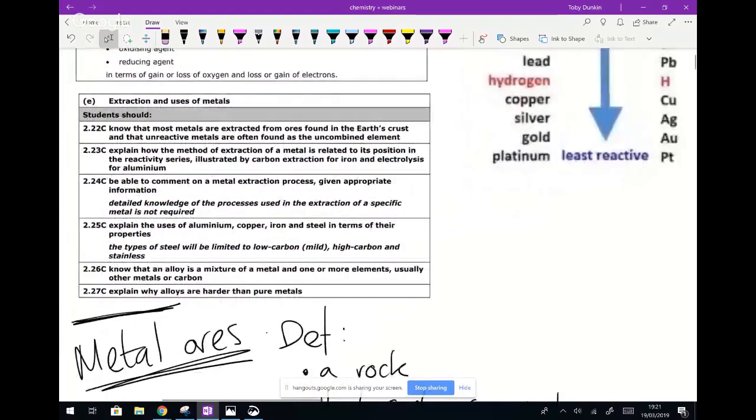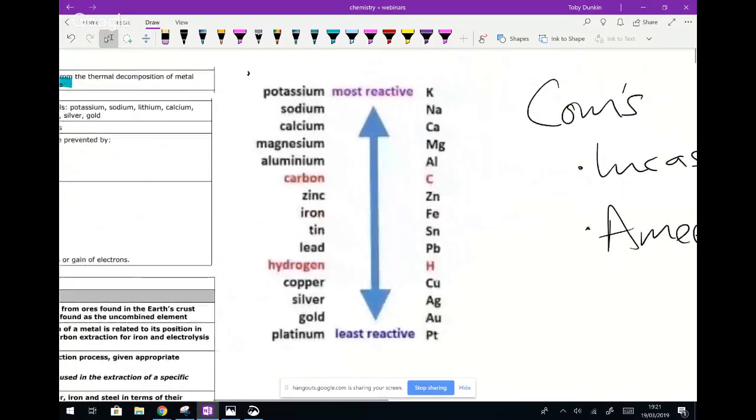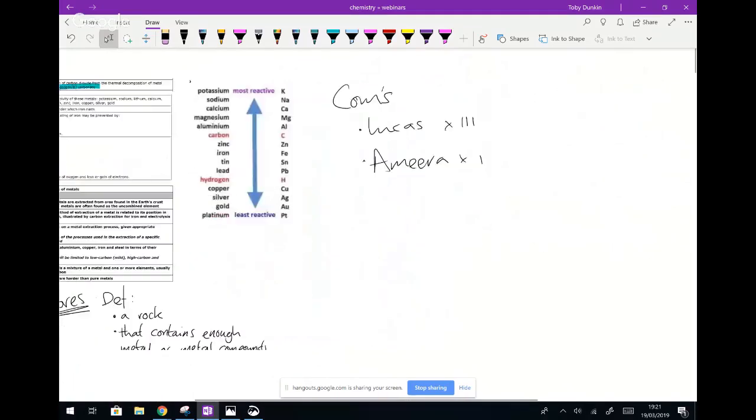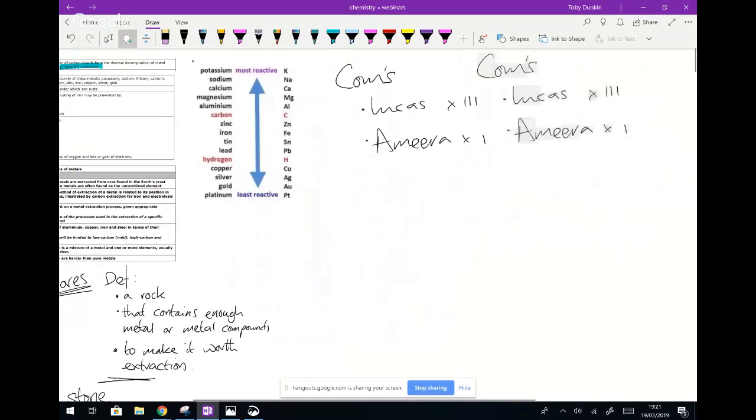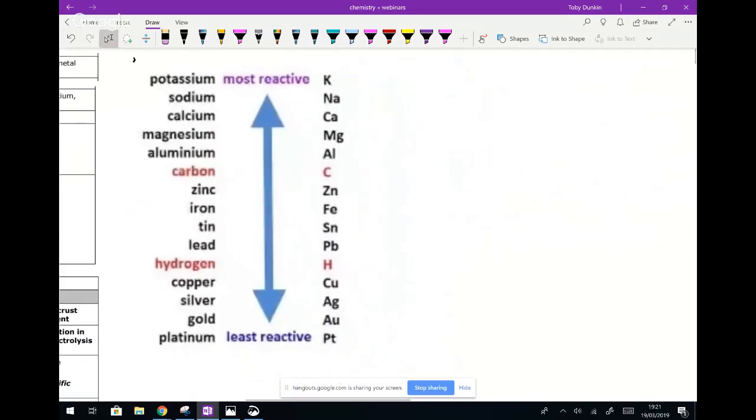The next one: explain how the methods of extraction relate to its position in the reactivity series. Okay, so at this point, I'm just going to quickly move the commendations out of the way. The reactivity series is a beautiful thing, and you need to know very little about it. You don't need to know it all. People often say, do I have to learn it? You don't. You just have to remember key players. The section that I remember is aluminium down to iron. Those are really the only ones I tend to remember: Al, C, Zn, and Fe.